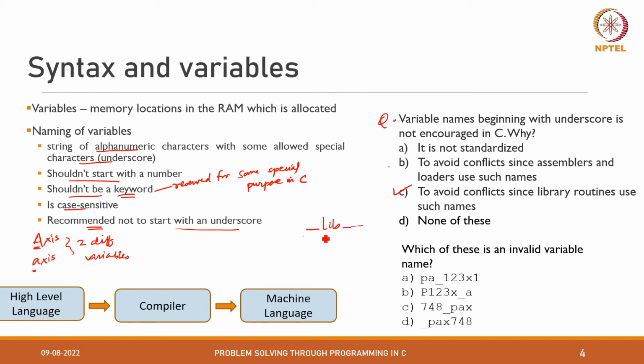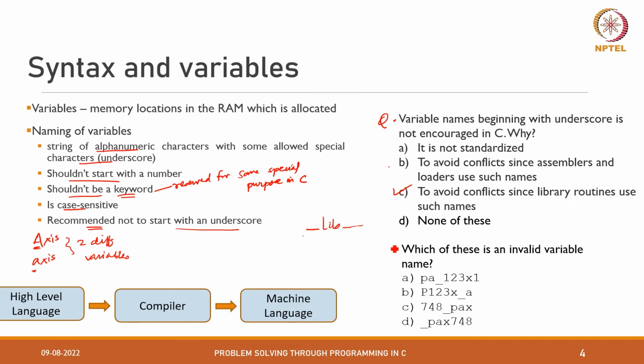So if you have a variable name which is starting with the underscore, the C compiler might think that you are actually using a library routine, so it will check against the existing library routines and it will not be able to find it. So it might throw an error in some cases. So it's better not to use variable names which start with an underscore.